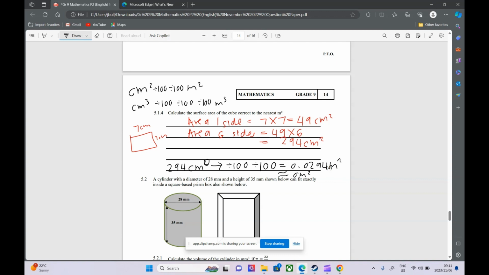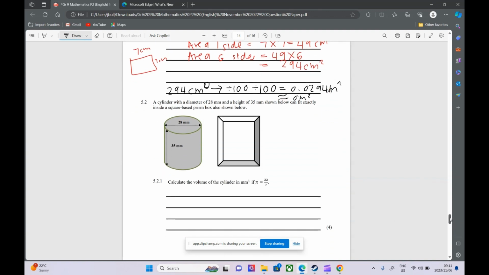Okay, and then let's do one more question here. So we've got a cylinder with a diameter of 28 and a height of 35. It can fit exactly into this square base pyramid. They kind of tell us this. I don't know why they tell us a square base. Sometimes it's just to try confuse us, because they just want us to calculate the volume of the cylinder. For the volume of the cylinder, we don't really need to know anything about the square. So volume of any shape is always the area of the base times the height. The base of this is the circle, because that's what it looks like on the bottom as well.